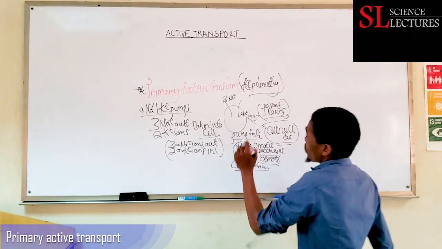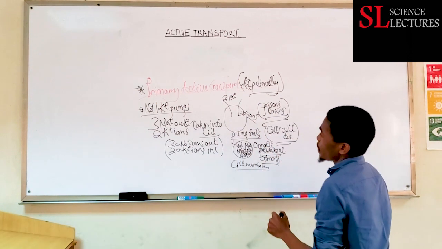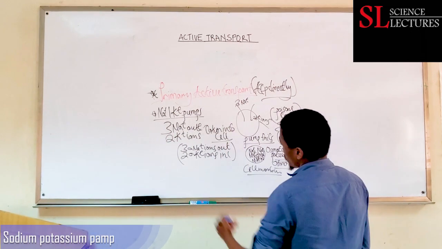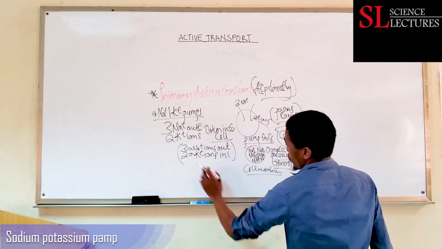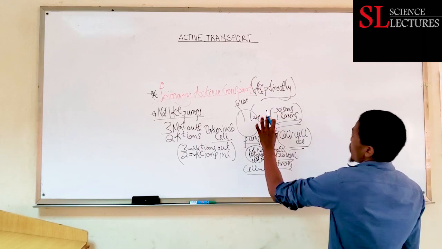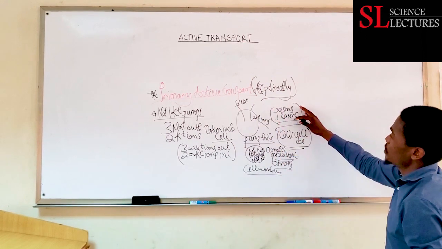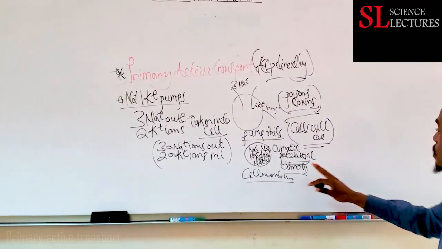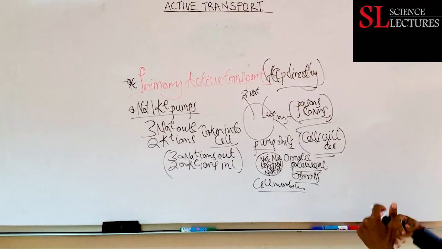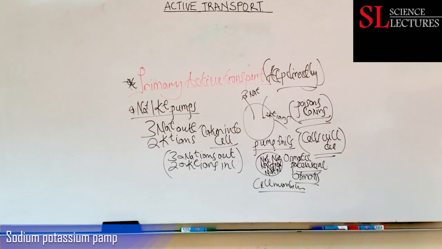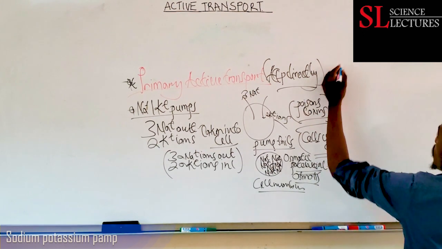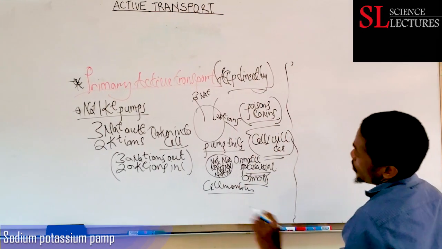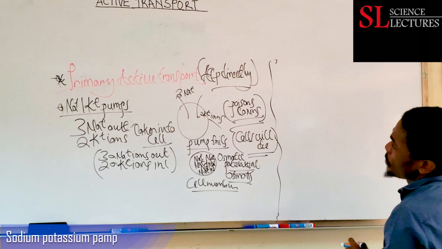So that is one example under primary active transport, the sodium potassium pump. We've seen how it works: 3 sodium out, 2 potassium in. If we have 30 sodium out, 20 potassium in, and people take poisons or toxins, this pump might be affected. Cells will end up taking in excess sodium ions, which will raise the osmotic potential. Cells will take up excess water and burst. When cells burst in the body, that is very dangerous, be it a human body, the body of an animal, or the body of a fish.